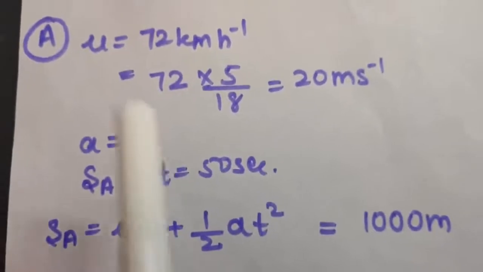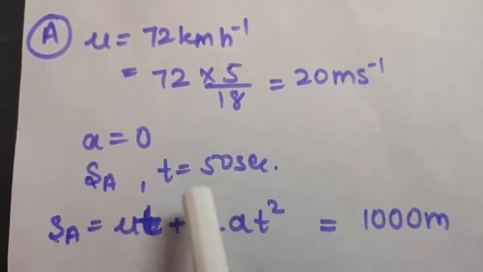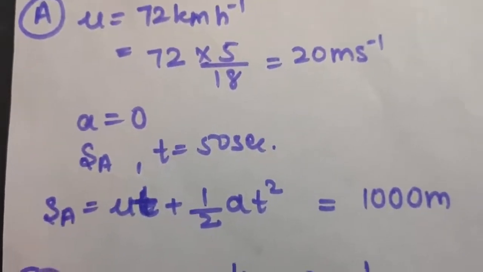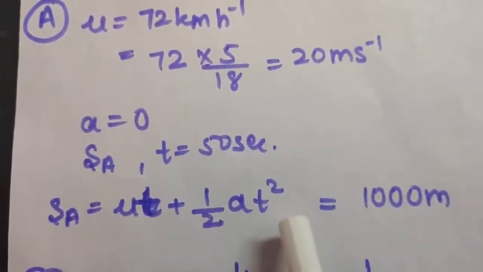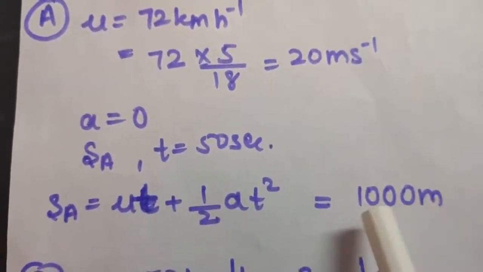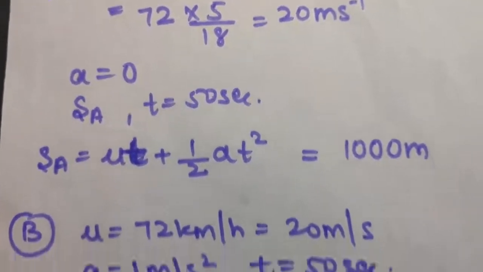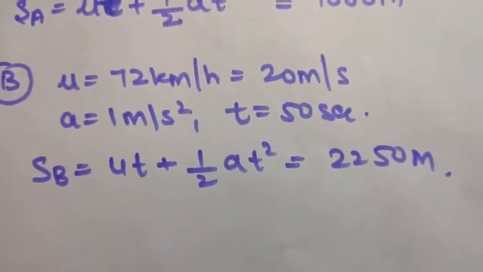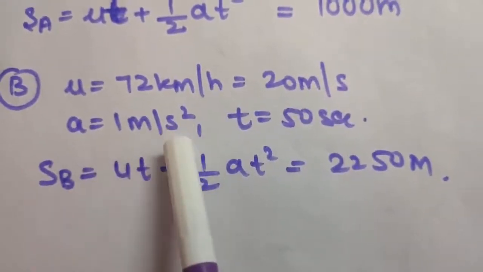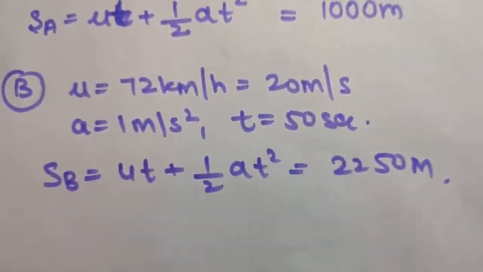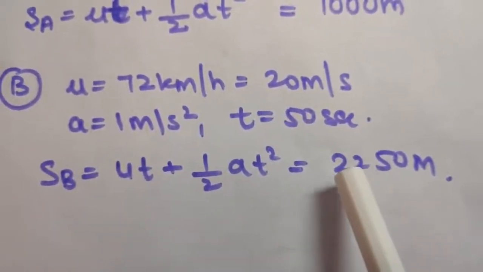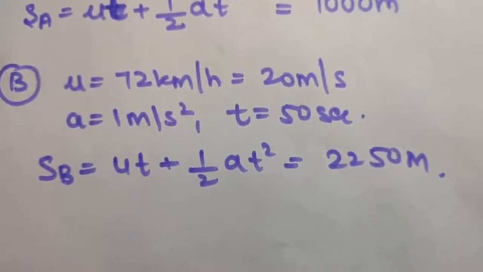Okay, so acceleration of train A is 0, time is 50 seconds, and let us say SA is the distance traveled by train A. So now SA is equals to UT plus half AT square. Putting the required things, you will get distance traveled by train A to be 1000 meters. Similarly, we will calculate distance traveled by train B. Its speed is again 20 meter per second, acceleration is 1 meter per second square, and time is 50 seconds. So you will get distance traveled by train B to be 2250 meters.